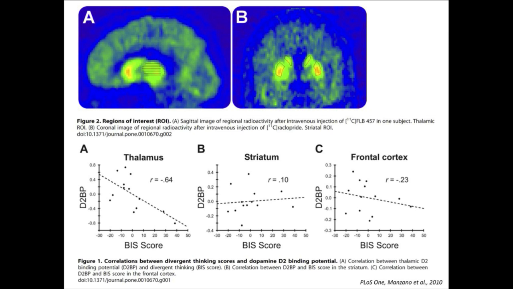So this is a busy slide, but if you look at A, saying thalamus, you can see that the trend goes down. And what it shows is that with increasing creativity, there is a decrease in the dopamine binding potential. So this means basically that more dopamine in this area of the brain means more creativity. So what does this thalamus do in the brain? Well, one thing that it does, or might be said to do, is acting like a filter.